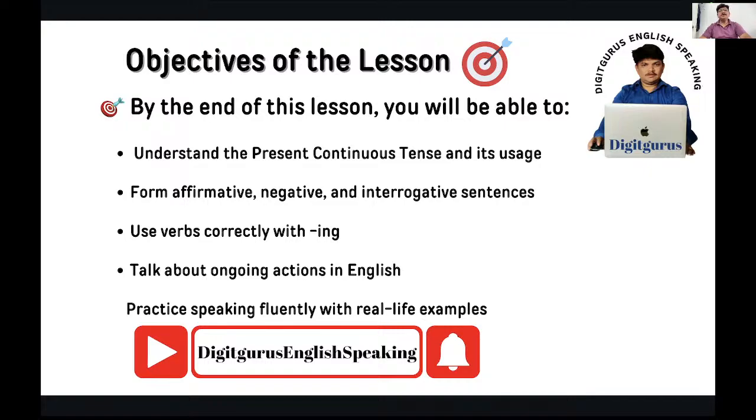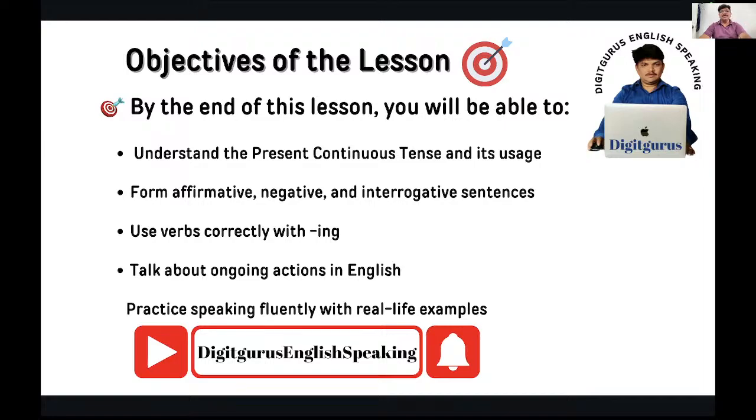We will form affirmative sentences, negative sentences, interrogative sentences, and interrogative negative sentences, just like we did in our last lesson. Use verbs correctly with the ing form. Ing is the suffix we are going to use. Now tell me in the chat box, which suffix did we learn in our previous lesson, in simple present tense? Which suffix do we use?